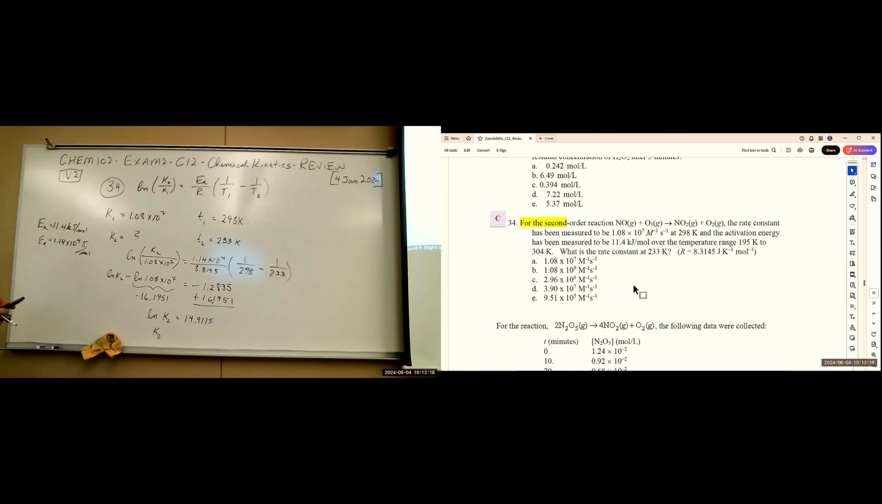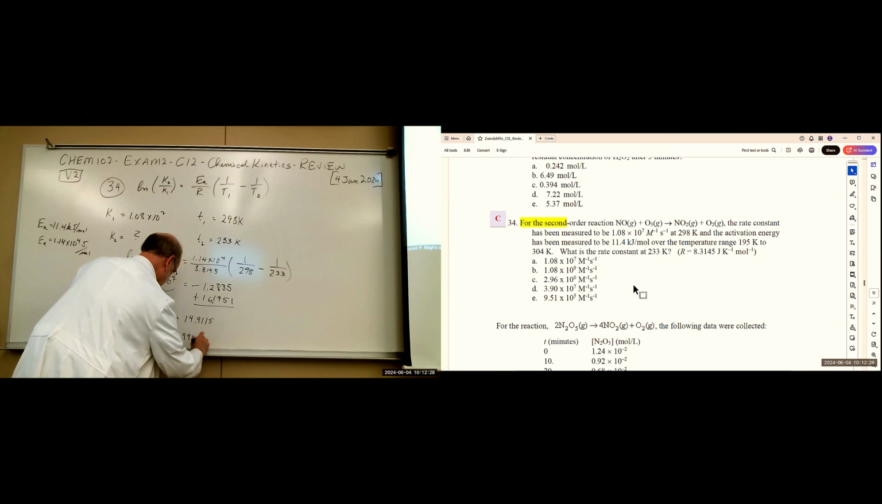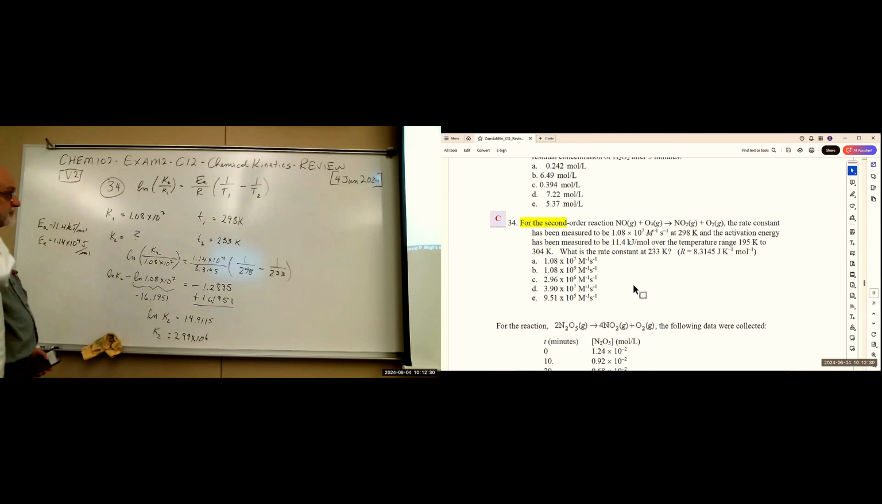So let's see. Here it is. So I get 2.99 times 10 to the 6th. Close. The closest one to that in the answers is 2.96 times 10 to the 6th. Pick the best answer.